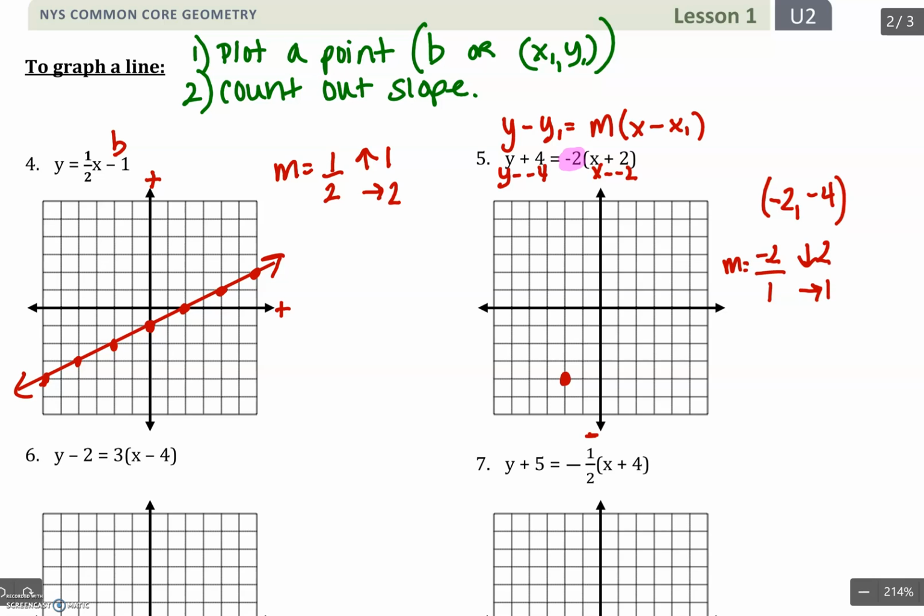Remember, this is negative, this is positive. So down 2, right 1, and then the complete opposite, up 2, left 1, up 2, left 1, etc. And there's our line from point slope form. So there's no extra work. You don't have to put anything in y equals mx plus b form first or anything like that. You just have to graph them.